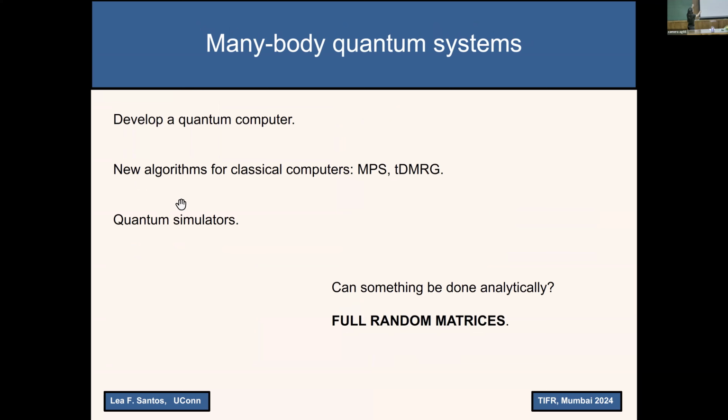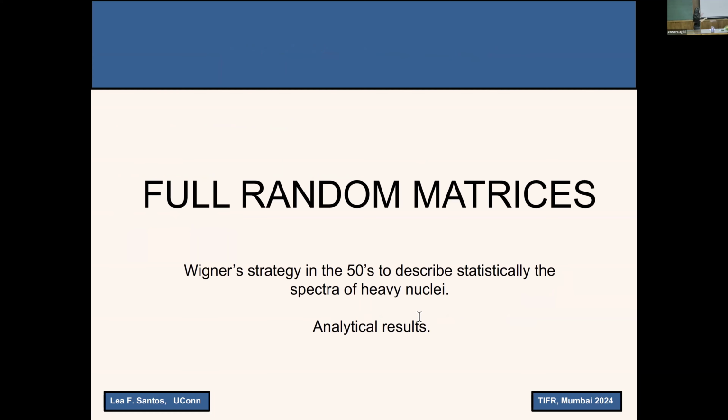Some possibilities to analyze these many-body quantum systems. Another one is, can we try to do something analytically? That's what I'm going to explore with you today. And how can we do that? I'm going to start talking about full random matrices. What are these full random matrices? These are big matrices completely filled with random numbers. I'll tell you more about them. And I think many of you already know about them anyway.